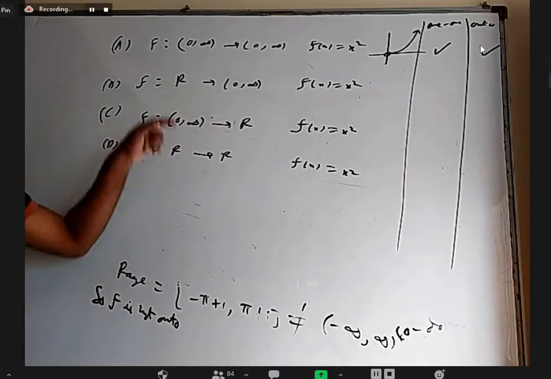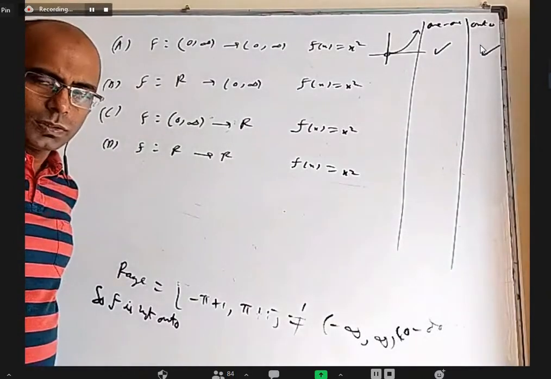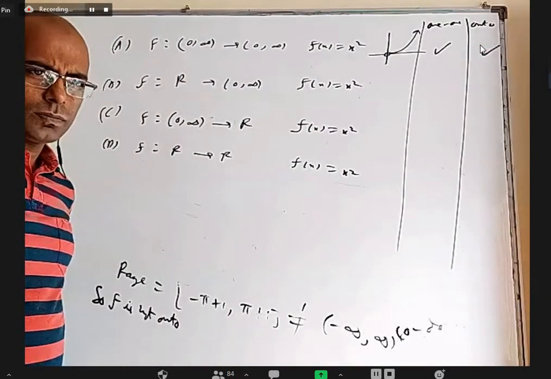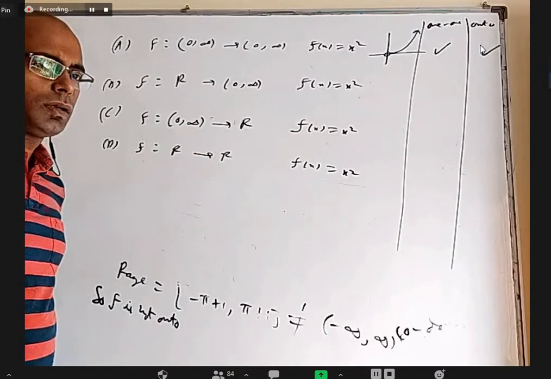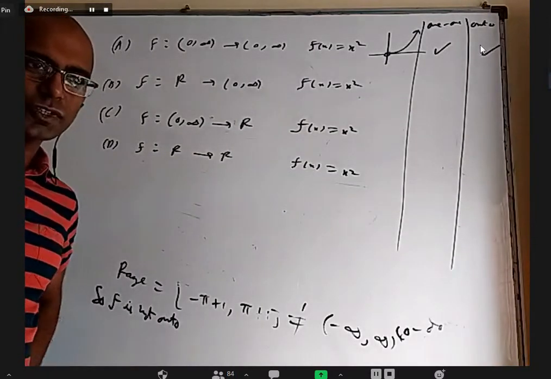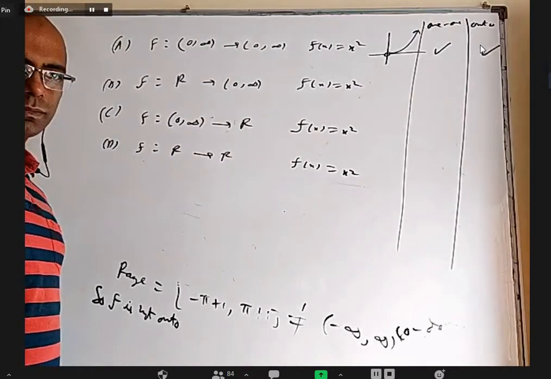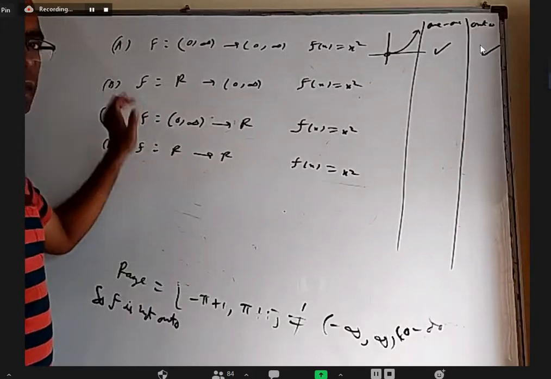Coming to this one, option B. Anybody want to comment? Onto also, but not 1, 1, because two elements have the same image. But before that, it is not even a function, by the way. Why is it not a function? Anybody want to tell?